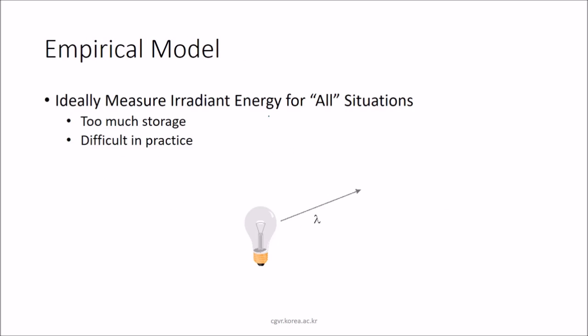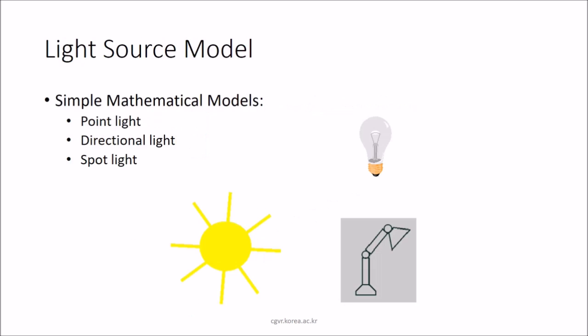The empirical model is to ideally measure the irradiant energy for all situations. Ideally measuring irradiant energy for all situations needs too much storage, and it is very difficult in practice. So if you want to measure the irradiant energy under all the situations, there will be two problems for us.